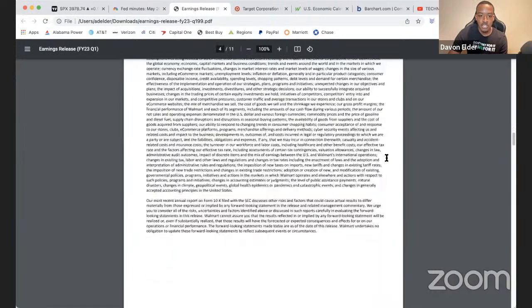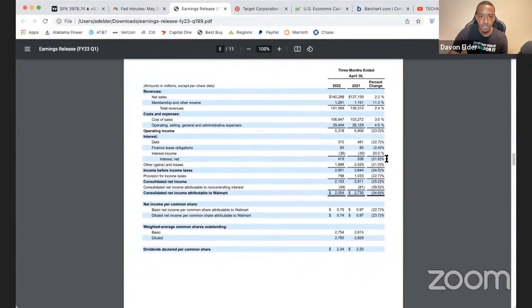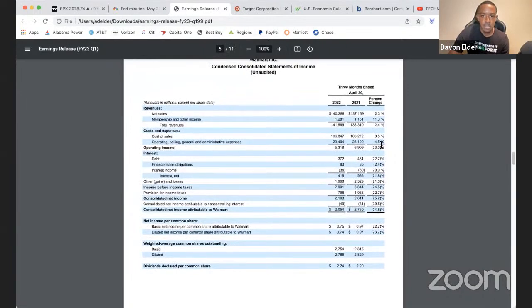Okay, also, in addition to that, I want us to look at the cost of the expenses. Okay, so the cost of sales. So you want to look at your revenue, and then you want to look at the cost of the revenue. So year over year, the cost of sales have increased, and all operating, selling, general, and administrative expenses, they've increased as well. But the problem is that the sales didn't increase enough to combat the loss in the operating income. So that's the problem. And that's the reason why Walmart came down.